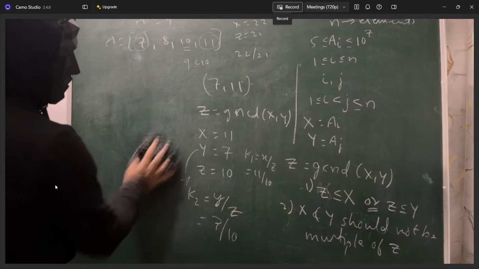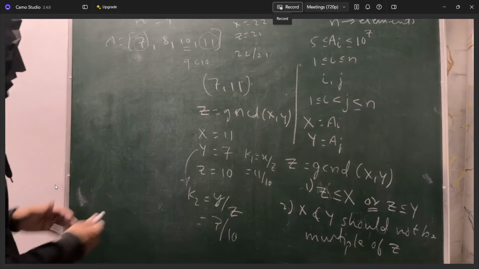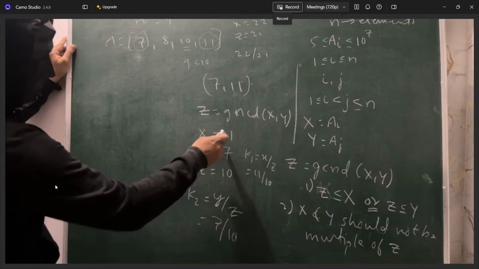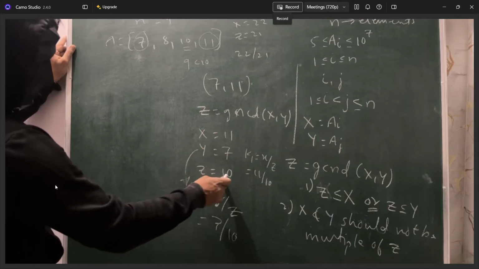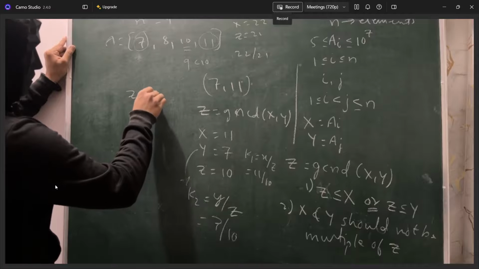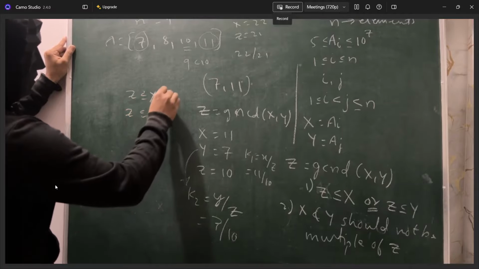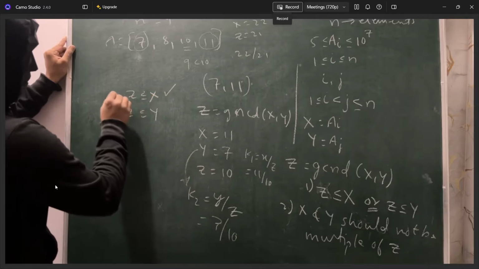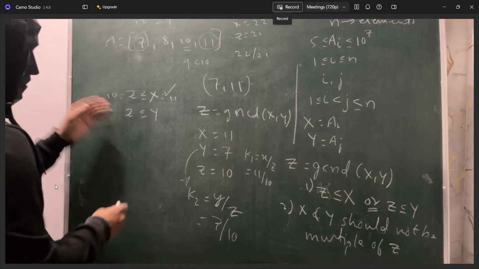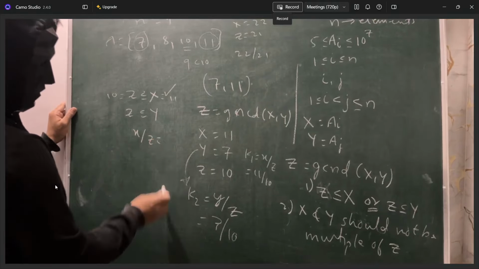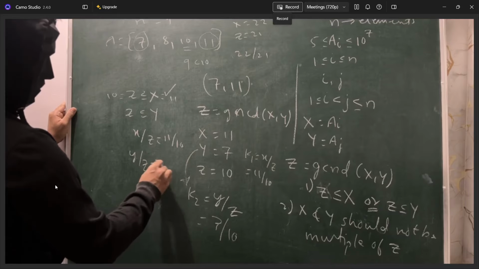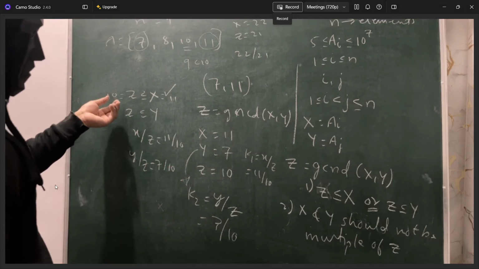Now when you take highest and lowest, let's say in this case you have taken 11 and 7. If you take z as 10, this is holding good, right? Like z is less than or equal to x and z is less than or equal to y. This condition is holding because z is 10 and x is 11. So in the second condition, you do x by z. As you saw, 11 by 10 is not perfectly divisible. Again, y by z is 7 by 10, which is also not perfectly divisible. So 10 is your valid answer.